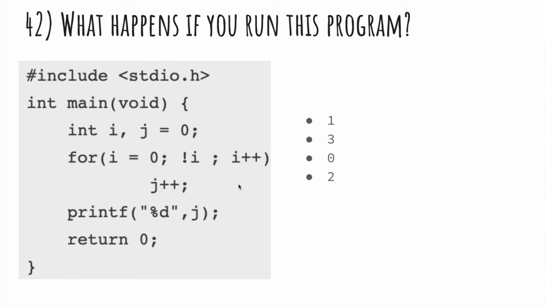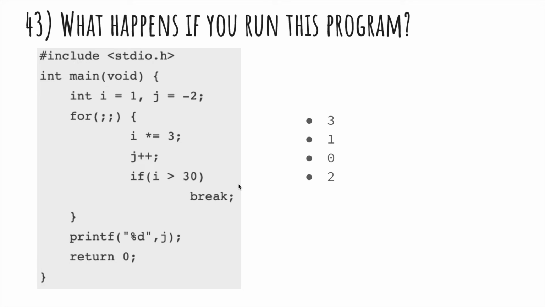Next question, for loop, i is equal to 0. We'll stay inside the for loop as long as not i, so i is equal to 0. Then we will increment i by 1. So 0 lets us go into the for loop. 0 will now iterate to 1, and j will iterate to 1 as well. And then 1 is not 0, so we'll end this for loop, and j is 1.